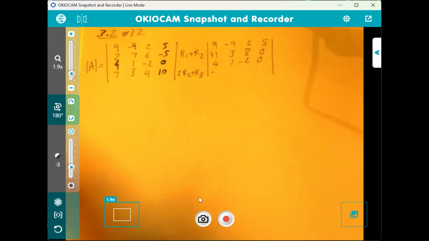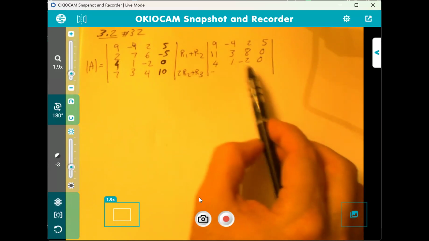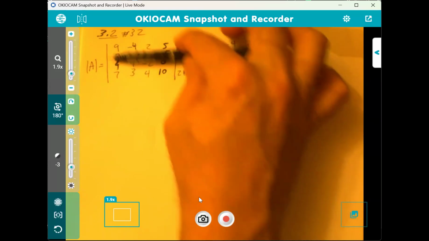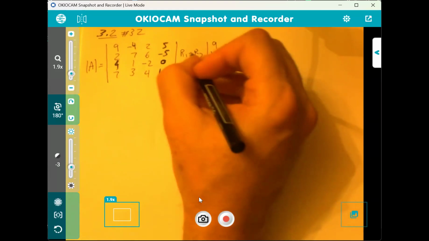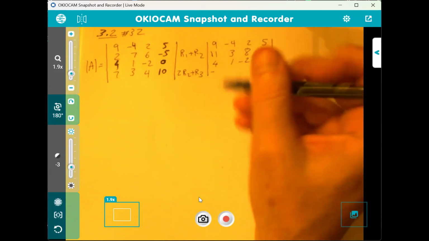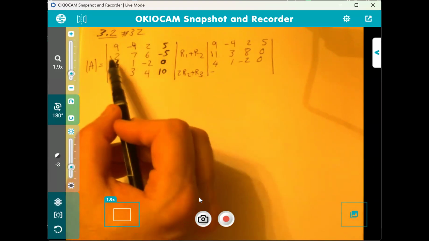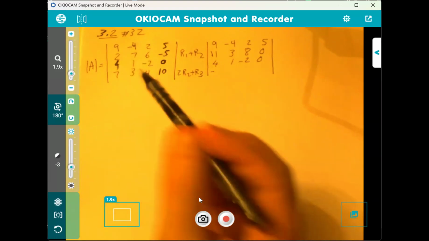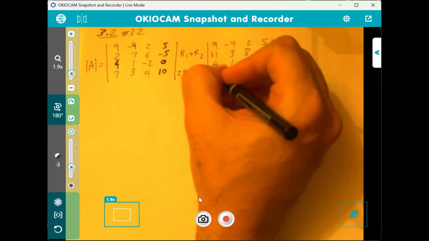And by the way, because we're doing this elementary row operation, we don't need to adjust the sign on the determinant, because I'm not switching rows. If I switch rows, I have to change this to a negative. But I'm not doing that. This operation keeps the determinant the same. Okay, 2 times row 2 plus row 3. That means 2 times 2 plus 7. So that's 2 times 2, 4, and 7. That's 11.